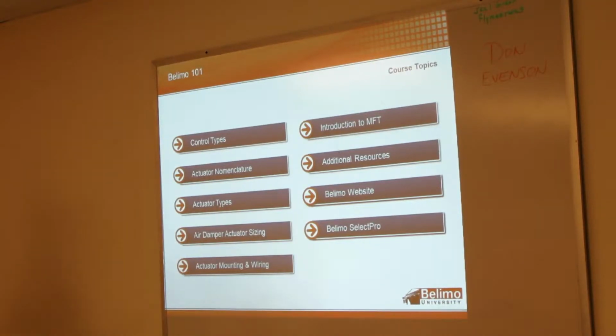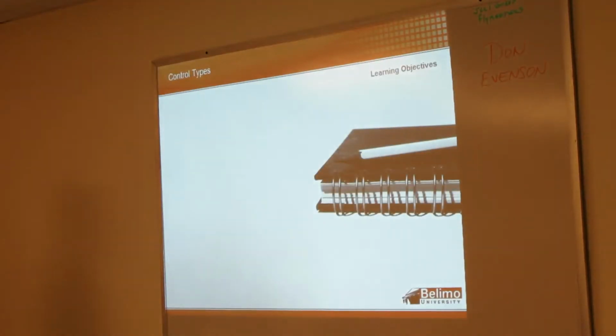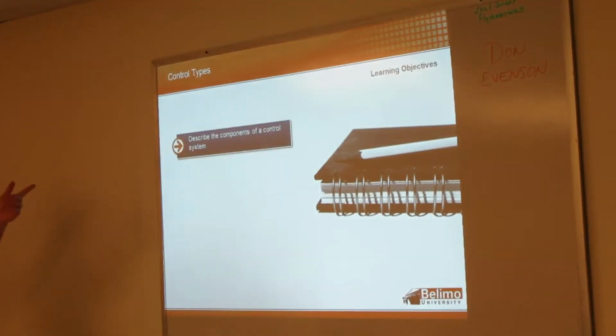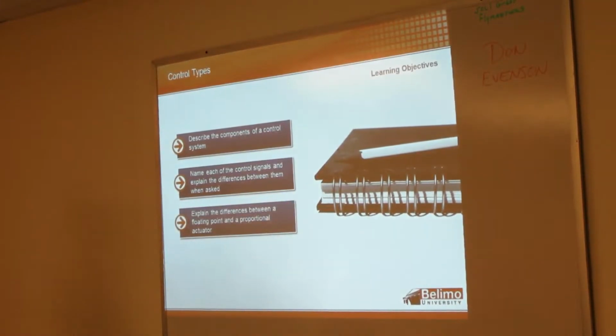And as I go through this, feel free to ask questions as we're going through. You don't have to wait till we answer anything like that. So control types. We're going to talk about the different components of a control system and talk about the different control signals used. Then we're going to explain the differences between floating point and proportional control.